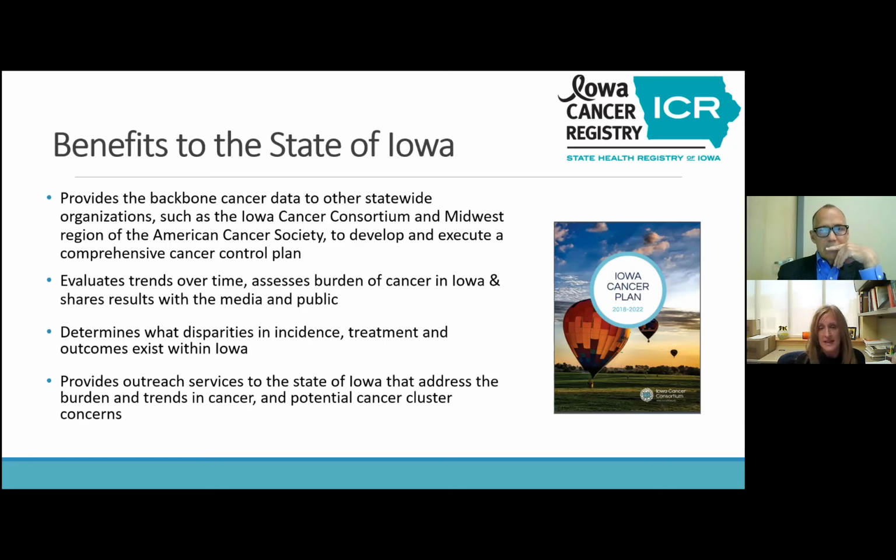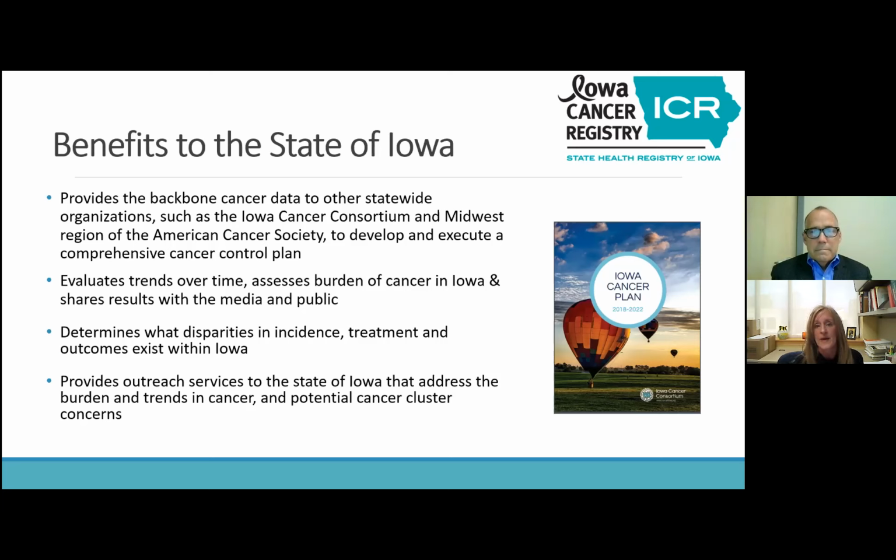Once the data is in and cleaned up and submitted to NCI in November of every year, we like to use it to benefit the state of Iowa. The first way that we do that is that it provides the backbone cancer data to other statewide organizations. This can be the Iowa Cancer Consortium, as well as the Midwest region of the American Cancer Society. They can use the data to develop and execute a comprehensive cancer control plan. I have the picture of the current cancer plan that goes from 2018 through 2022.